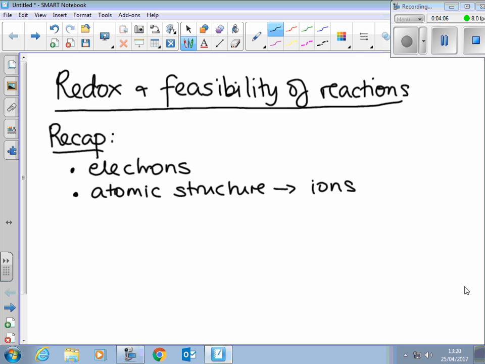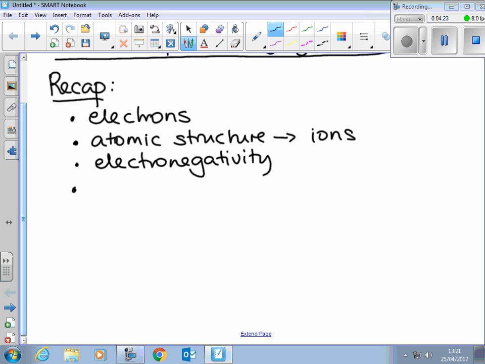Other things that go with that are the idea of electronegativity, and then, generally speaking, the idea of what a reaction is. We've looked at a huge variety of reactions in one way or another, some theoretically, some practically. But understanding what's going on there is something else altogether.